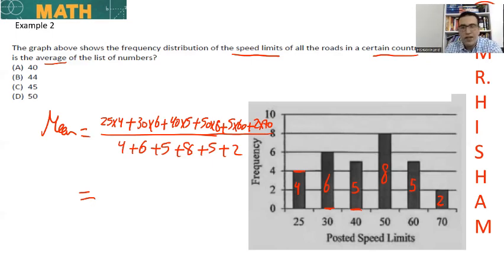So up in the numerator, I'm going to write 25 by 4, 30 by 6, 40 by 5, 50 by 8, 60 by 5, 70 by 2. And down, I'm going to add 4 plus 6, 5 plus 8, 5 plus 2. And the answer is 35. So by using a calculator, it's equal to 44. So the average is 44.